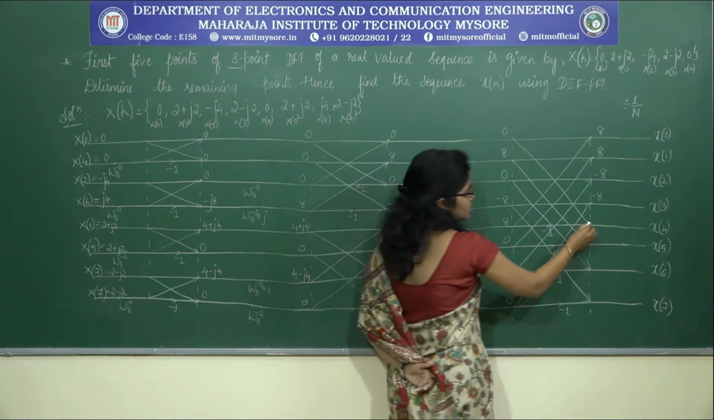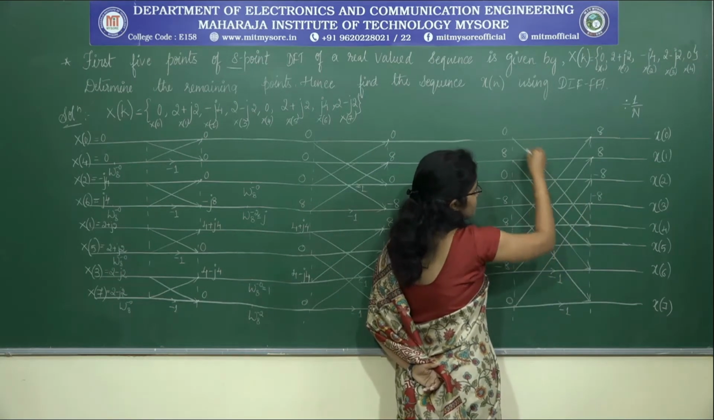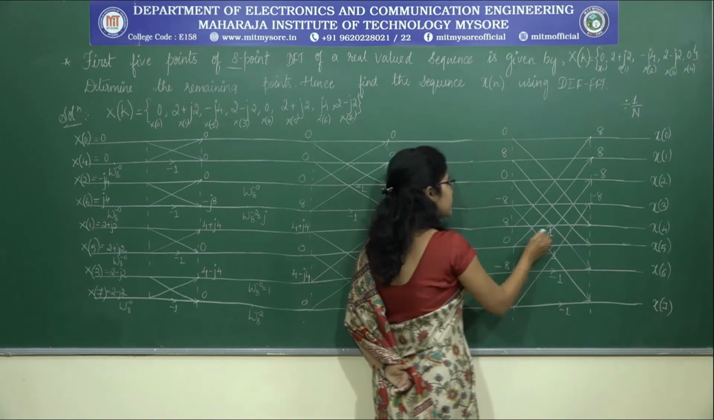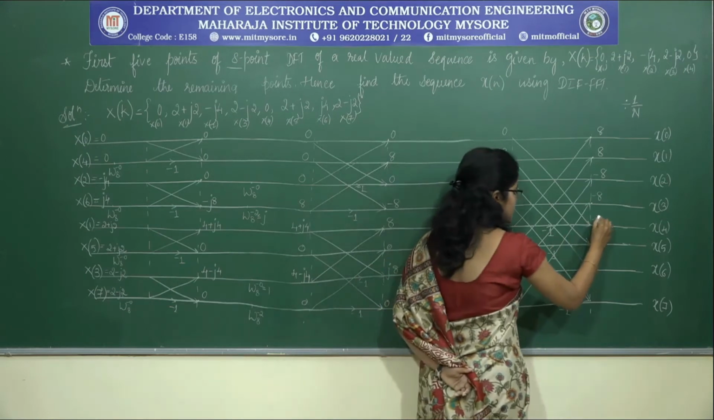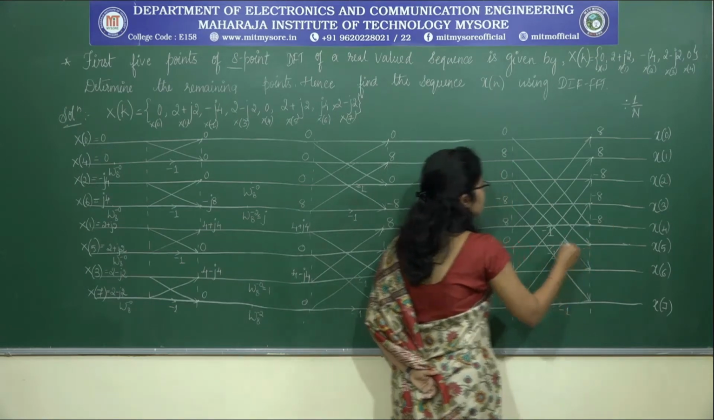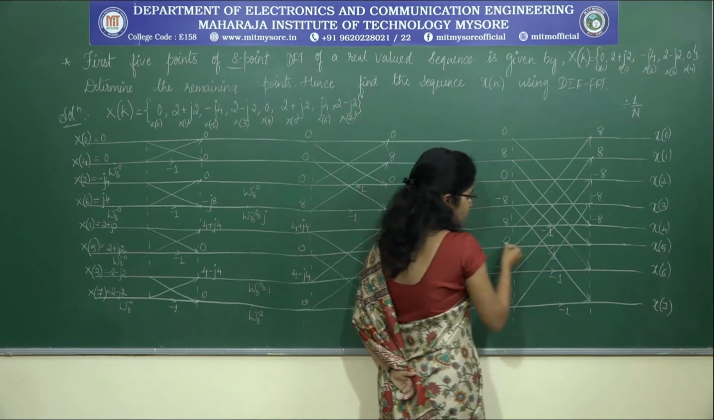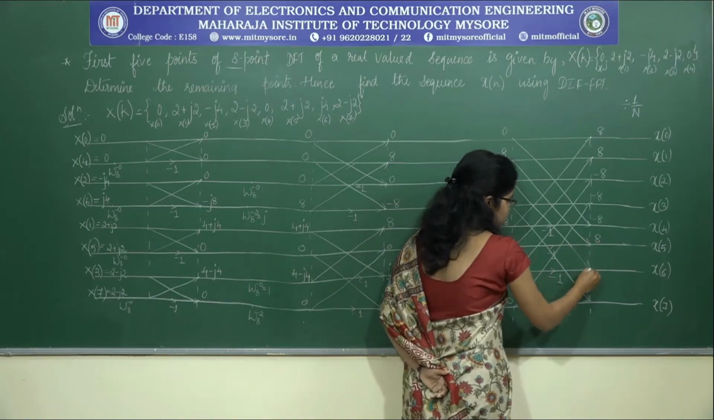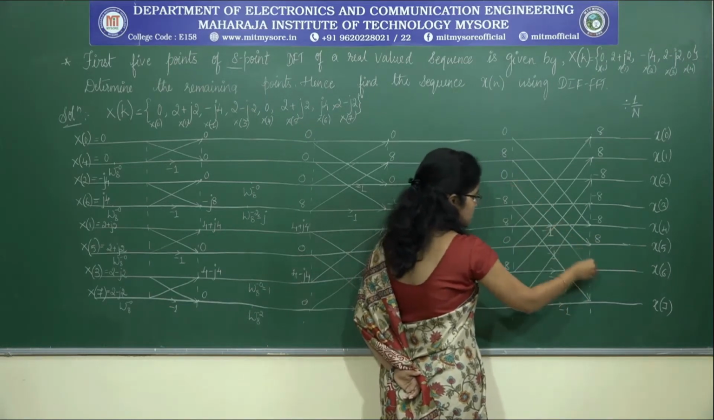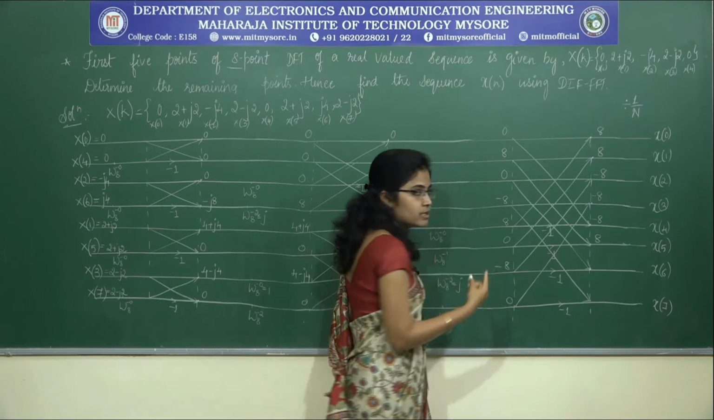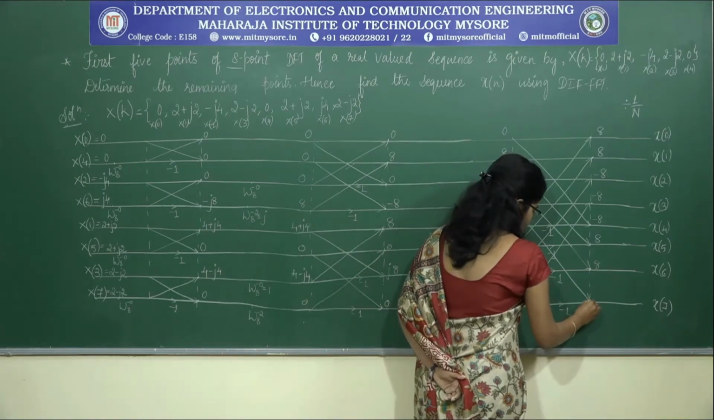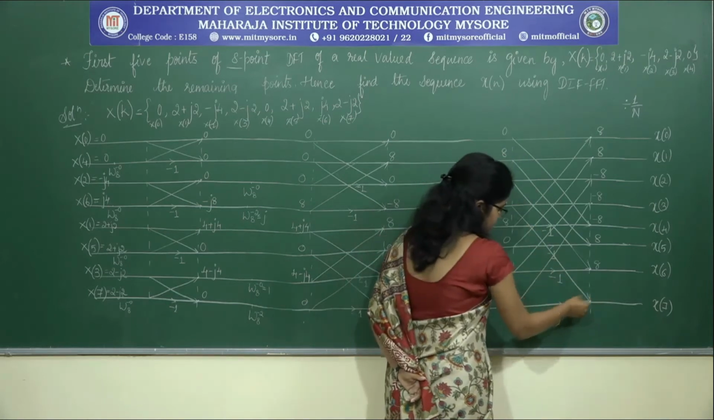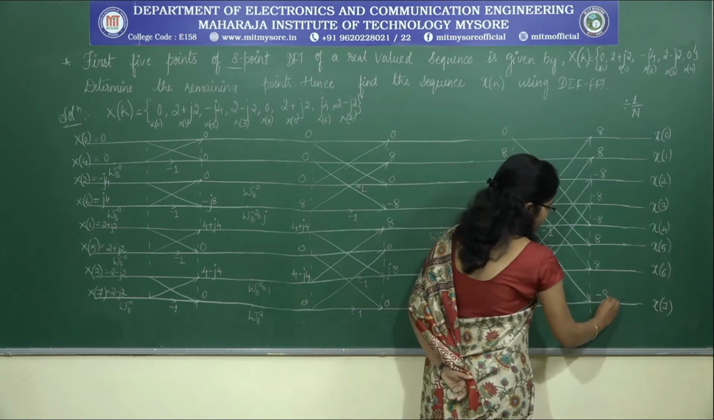So, coming for the next point here, this is giving us 0. 8 multiplied with minus 1 gives us minus 8. 0 minus 8 is minus 8. Again at this point, 8 minus 0 gives us 8. Here it is 0, minus 8 into minus 1 is plus 8. So, 0 plus 8 is 8. Here it is giving minus 8, minus 0 is minus 8.